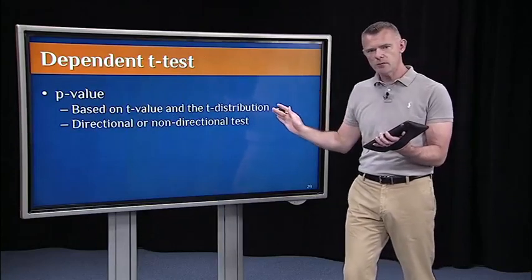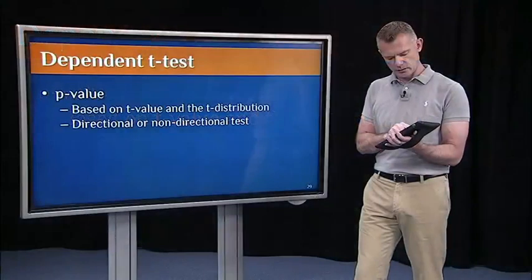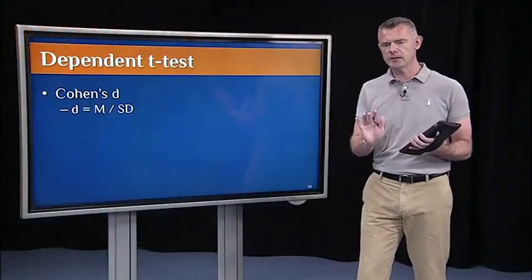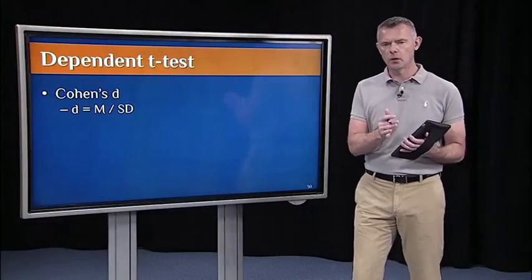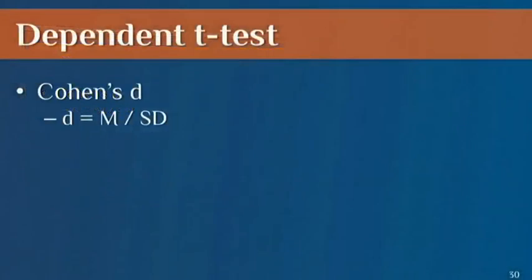And again, the p-value will be based on that t-value and which t-distribution you're in and whether you're doing a non-directional or directional test. But again, that's an NHST, so it's biased by sample size. So you should supplement that with an estimate of effect size. And effect size is different here than it was back in regression. Now we're going to calculate what's called Cohen's d. And the formula for Cohen's d is real simple as well. It's just the mean difference score over the standard deviation of the difference scores.